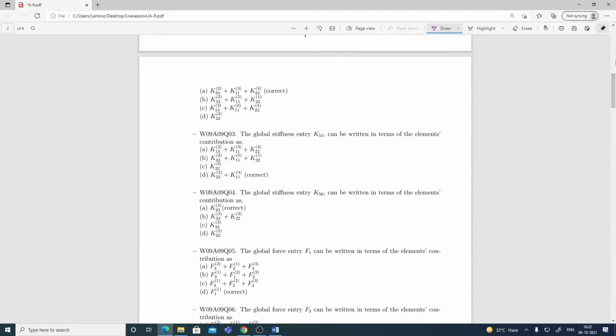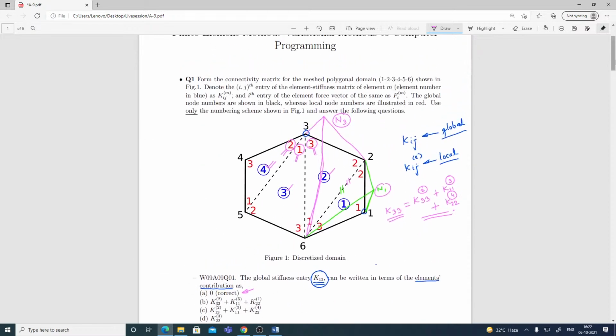Similarly, k55 has been asked for, and k56. So let me go back and do that. K55. So this is 5. All right, so k55. This 5 is a global number because the local numbers are varying from 1 to 3 only.